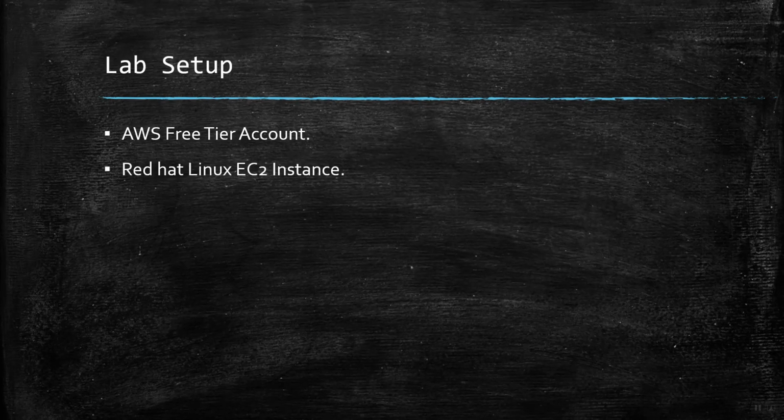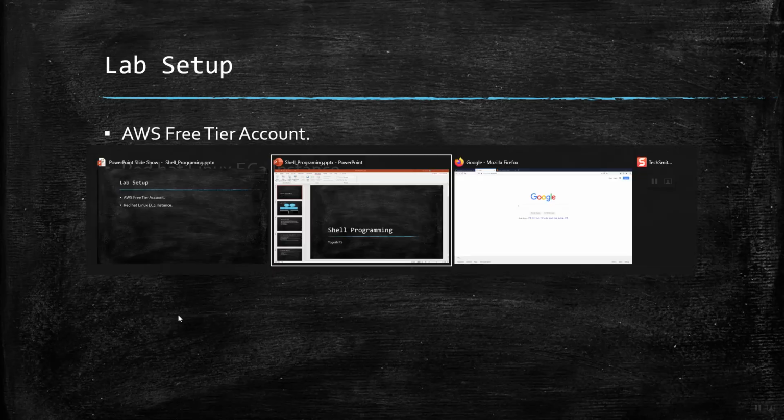For a lab setup, I will create an AWS free tier account and I will launch some Red Hat Linux EC2 instances and I will access those instances through a PuTTY session from my laptop. In case you do not have a Linux VM, you can follow my instructions to create an AWS free tier account and EC2 instances. And I will show you how to access those instances through a PuTTY session from your laptop for a lab setup. Okay, so let's open a Chrome browser.